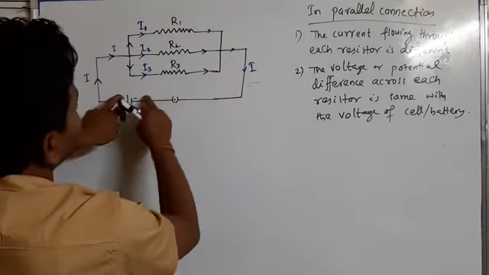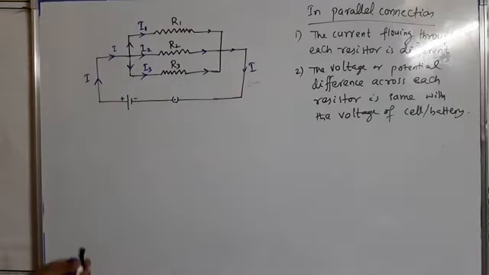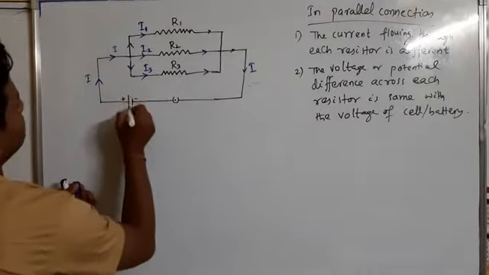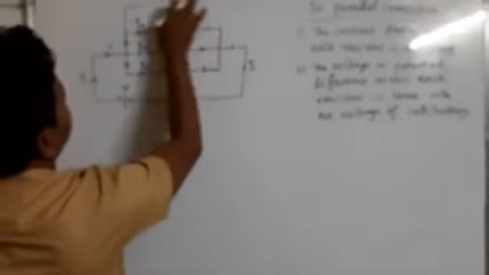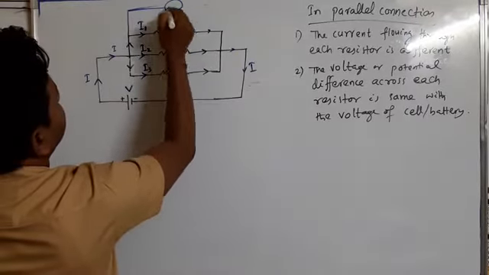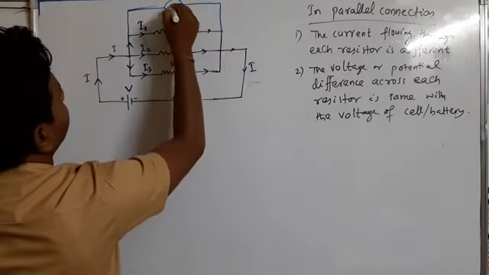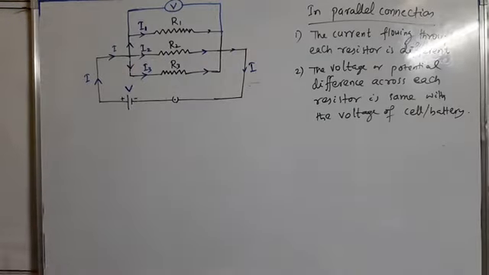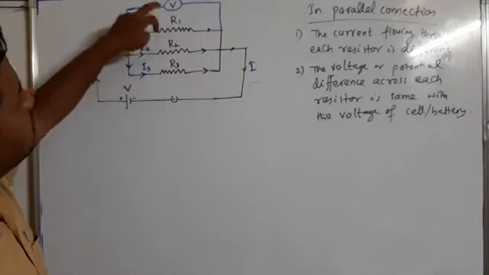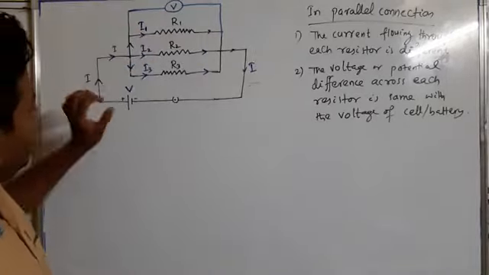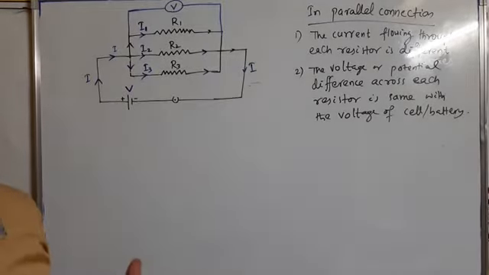And as I've told, these are the wires and they have negligible resistance. If the voltage across the cell is V, then if we use one voltmeter here, you will find the same voltage shown by each resistor. It means the voltage across R1 is also V, R2 is also V, R3 is also V, and the cell has also the same amount of voltage, that is V.